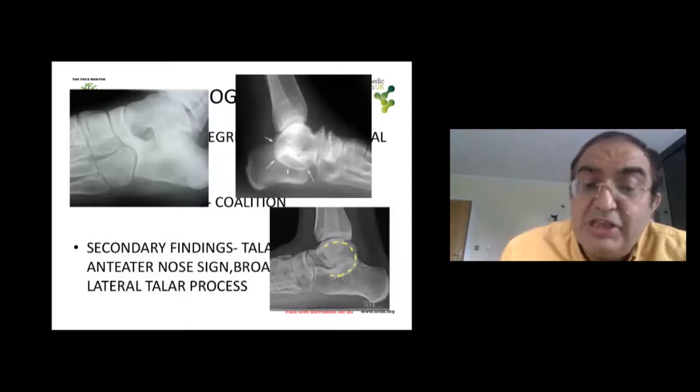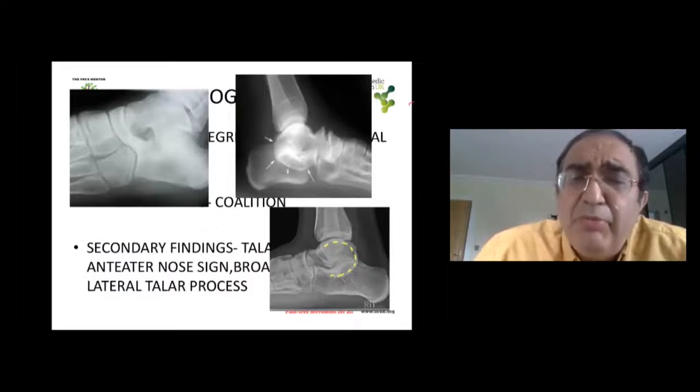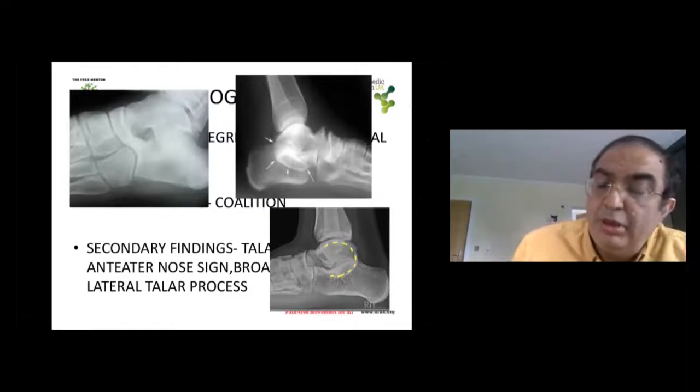And there you see what you call a C sign. The C sign is not typical for a coalition. Any valgus foot can produce a C sign because the top of the talus merges with the sustentaculum of the calcaneum in a valgus foot. So any valgus foot can produce a C sign.